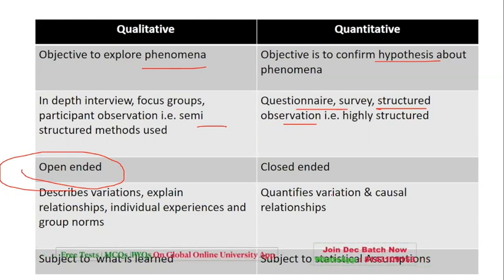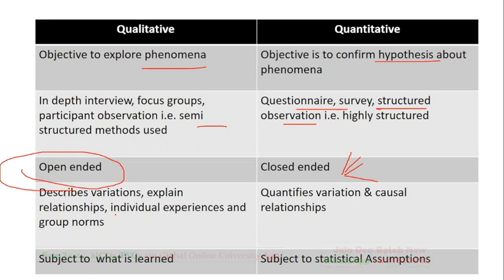But in close-ended, you do not have such an option. It is very restricted. Either it is yes or no. Whether you agree or not, you can go for yes or no. So there is no description allowed over here. Qualitative describes what its variations are. They explain the relationship. As I said, it is much more in the form of a description.